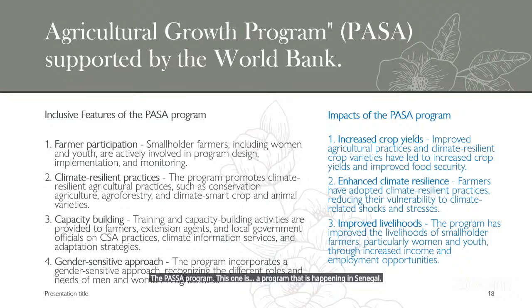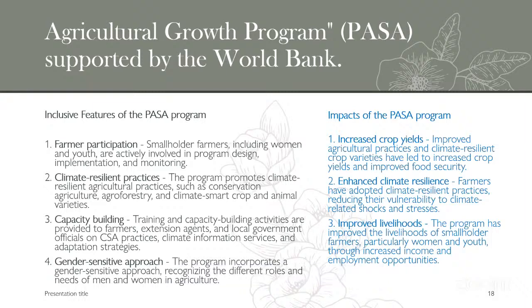The idea is actually to look at the crop yields. So they want to target increasing the crop yields. They want to look at enhancing the climate resilience. In that program, some aspects of improved livelihoods, right?